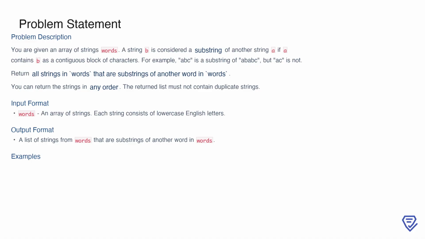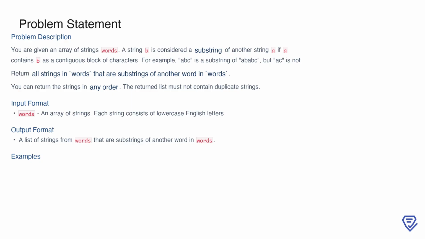In this problem, you are given an array of strings called words. The task is to identify and return all strings in this array that are substrings of another string within the same array. A substring is defined as a contiguous block of characters that appears within another string. For instance, the string ABC is a substring of ABAP because ABC appears as a continuous sequence in ABAP. However, AC is not a substring of ABAP because the characters A and C are not contiguous.